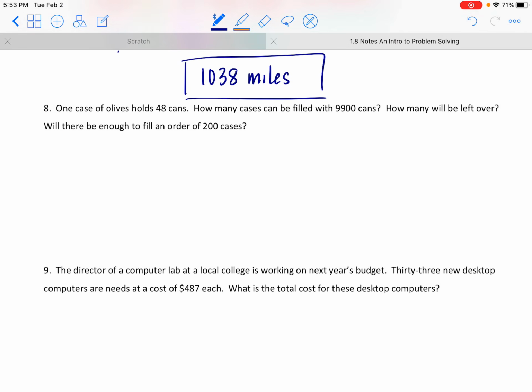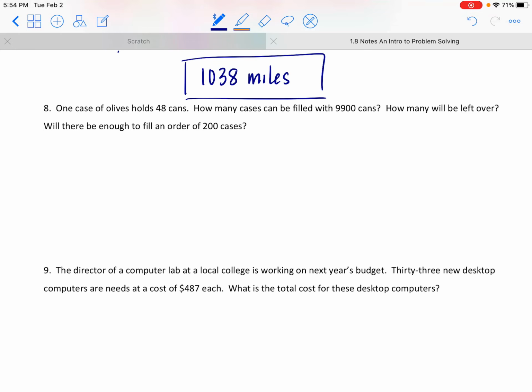Okay. I probably talked way too much on that one. Let me try again. It says 1 case of olives holds 48 cans. How many cases can be filled with 9,900 cans? How many will be left over? Will there be enough to fill an order of 200 cases? So we have a lot of questions here.